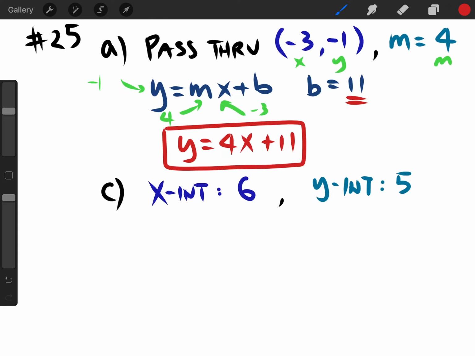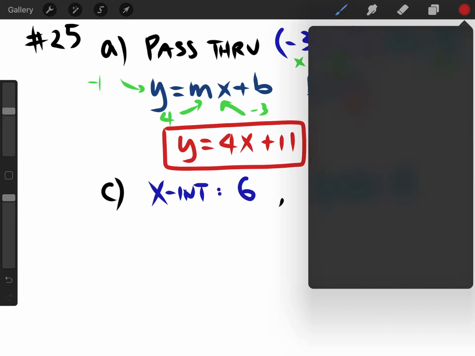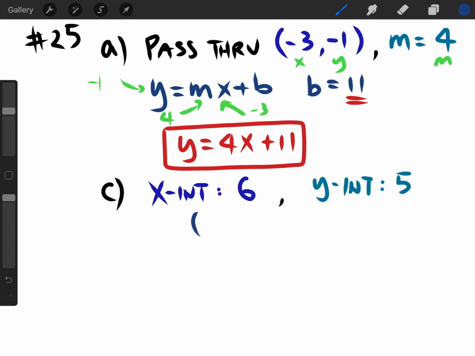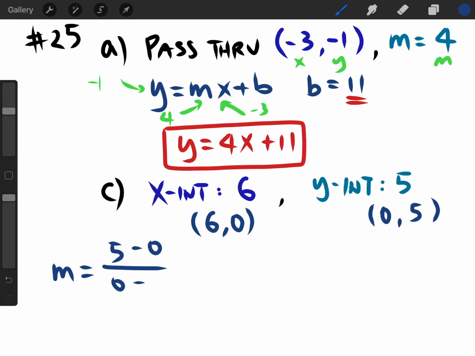All right, so letter C. This time it says that your x-intercept is 6, y-intercept is 5. Which means the line is passing through the points (6, 0), since the x-intercept is 6, and (0, 5), since the y-intercept is 5. Since these two points are on the same line, you're able to find the slope like we did on number 4. You're going to use change in y over change in x, so you're going to have 5 over -6 as your slope.